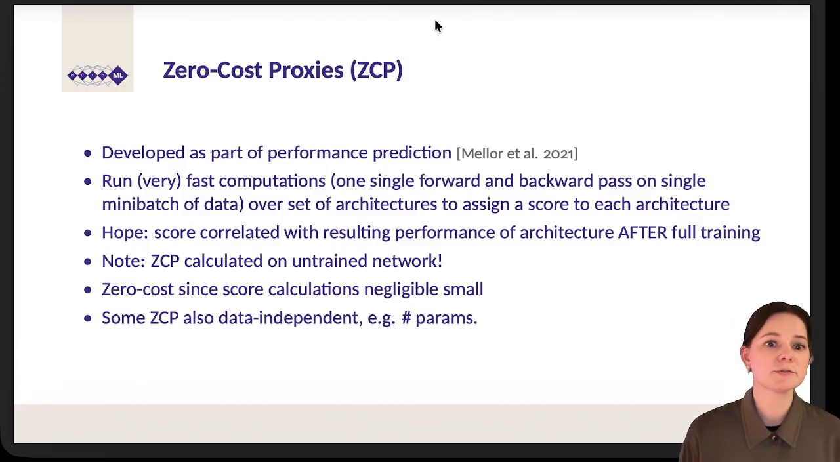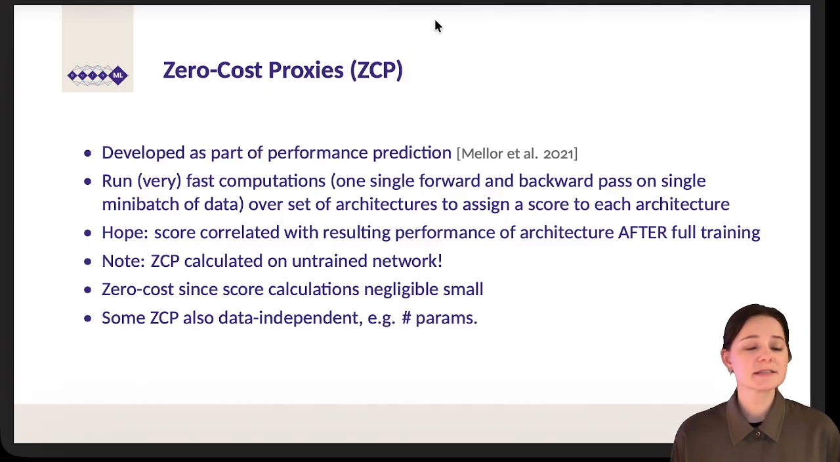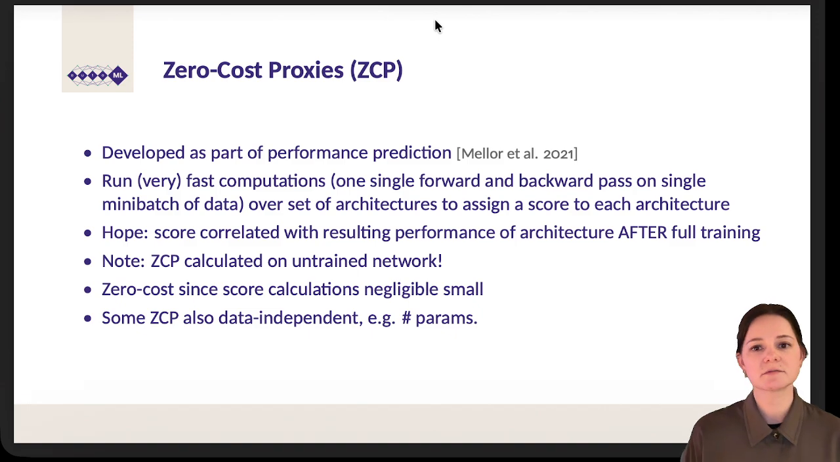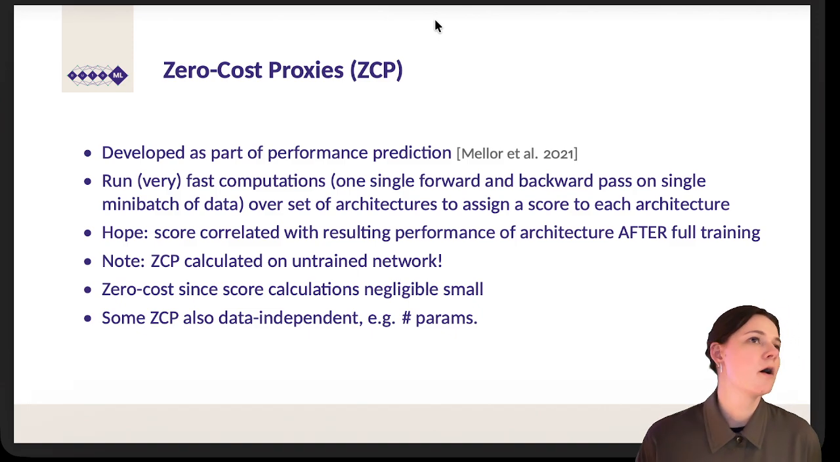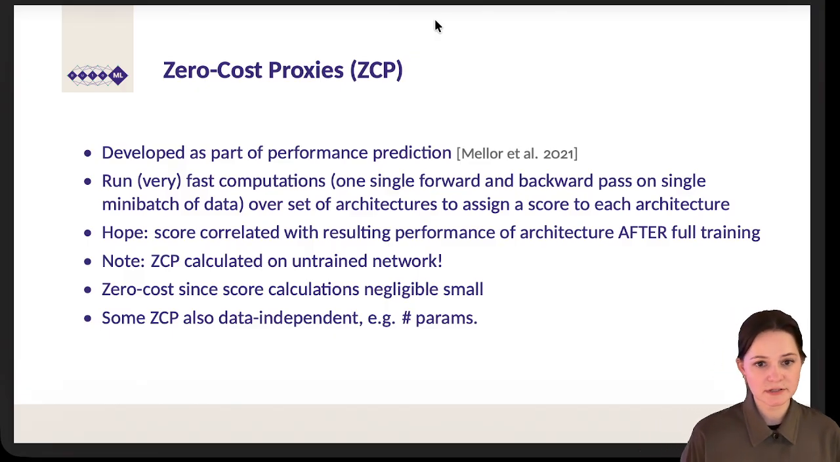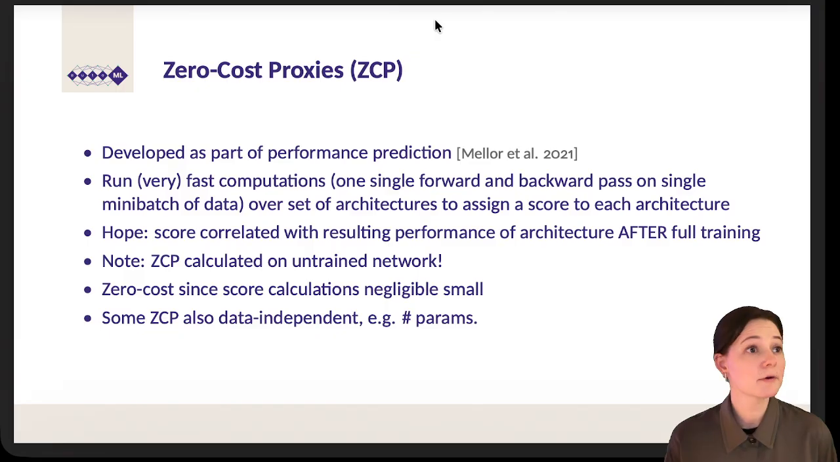Therefore, importantly, the zero-cost proxies are calculated on untrained networks. We call them zero-cost since the score calculation is negligibly small, mostly having only one single forward and backward pass on 32 data points, for example. Some of these zero-cost proxies can also be data independent. So independent of what kind of data we input into our neural network, the zero-cost proxy will be the same for this particular network. For example, the number of parameters.